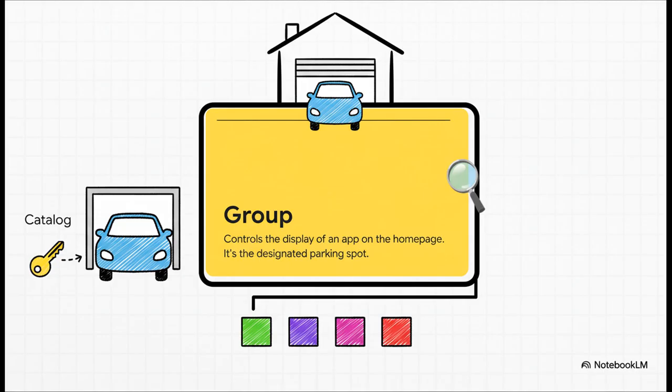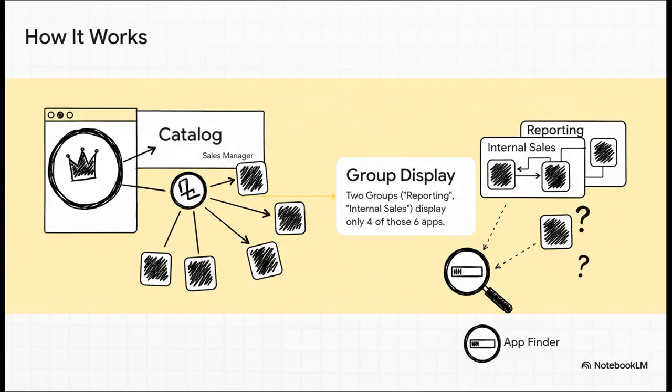So if the catalog is the car key, the group is just the nice, reserved parking spot right in front of your house. It makes the car easy to find, sure, but the parking spot itself doesn't give you permission to drive. So let's see how they work together. Imagine we give a user a Sales Manager catalog. Inside that catalog are 6 different Fiori apps. So that user now has the authorization for all 6 of them. They have 6 car keys. But then we assign them a couple of groups that only put 4 of those apps on their homepage.